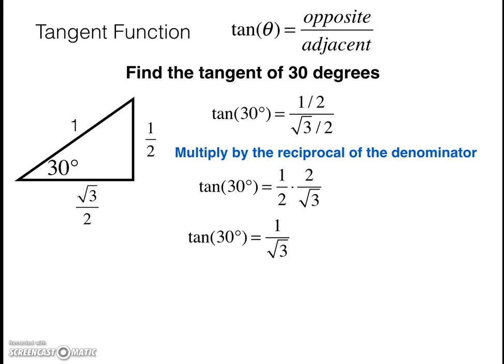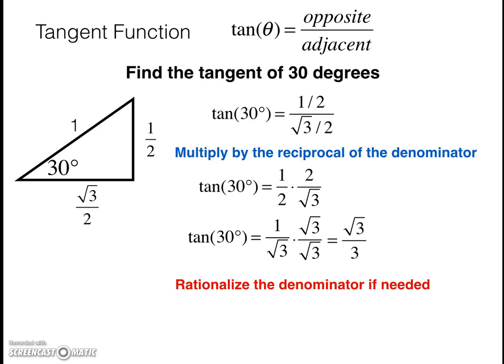After we simplify, we need to check to make sure we don't have any radicals in the denominator. Sometimes you will have to rationalize the denominator to get rid of the radical. To get rid of this radical, we're going to multiply by radical 3 over radical 3. So the tangent of 30 degrees simplifies to radical 3 over 3.